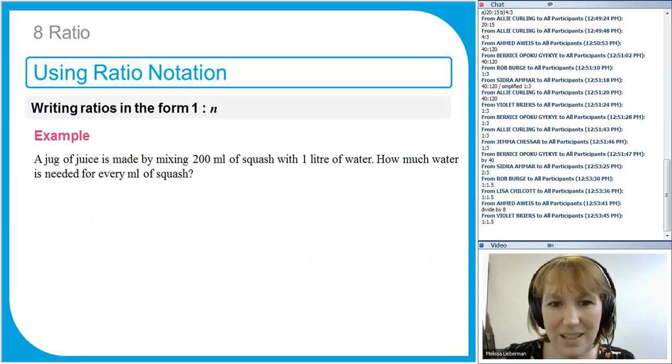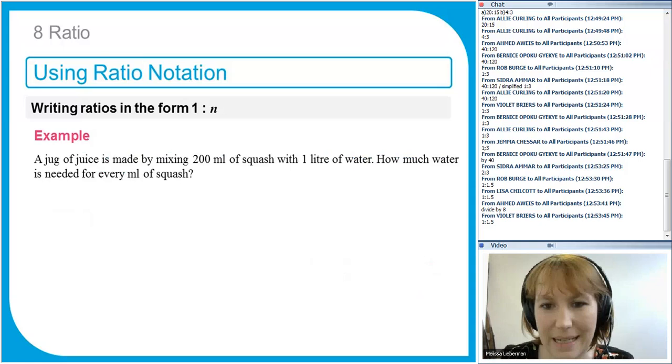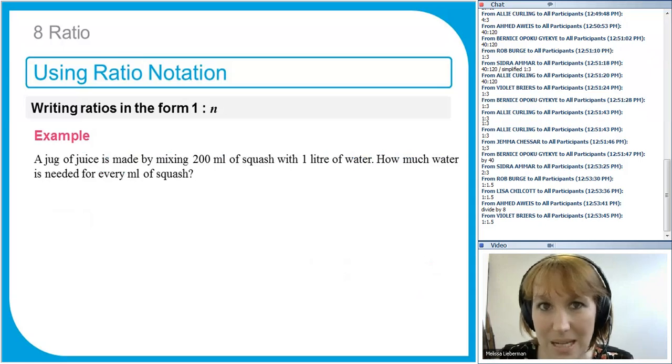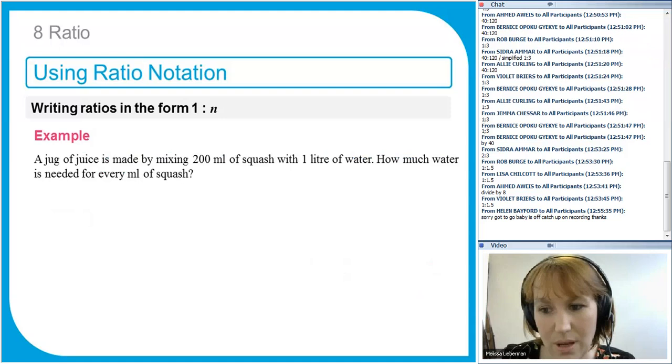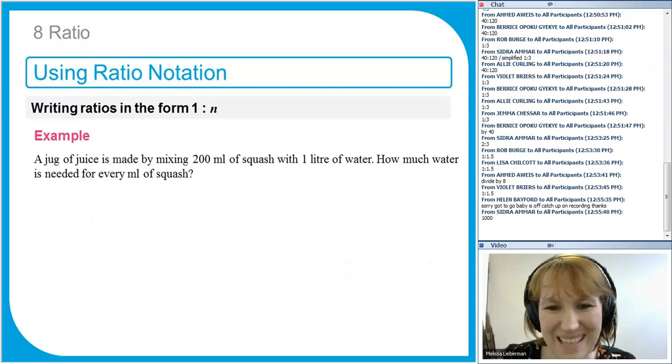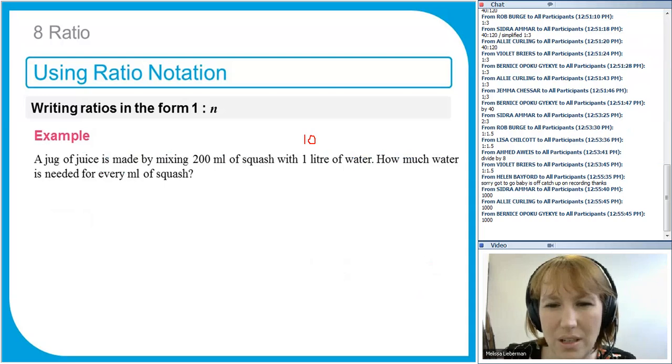So we're given two amounts. Now this time we've got units to deal with. 200 milliliters and 1 litre. Who can tell me how many milliliters there are in 1 litre? Helen, you go, you can come back later on. Sidra, thank you. So 1 litre is 1,000 milliliters. I know we've not done conversion of units yet, but hopefully it's something that you've come across before. So that's 1,000 milliliters.